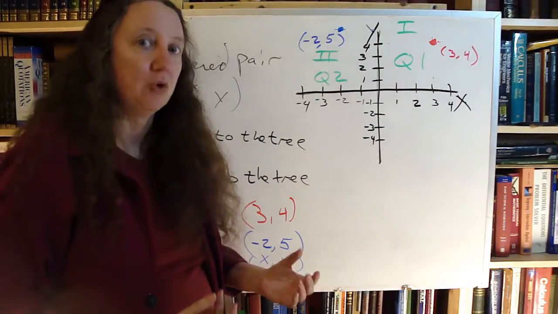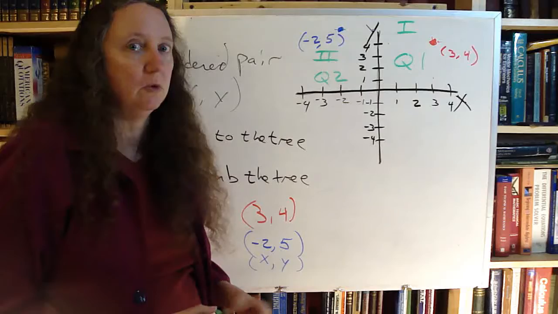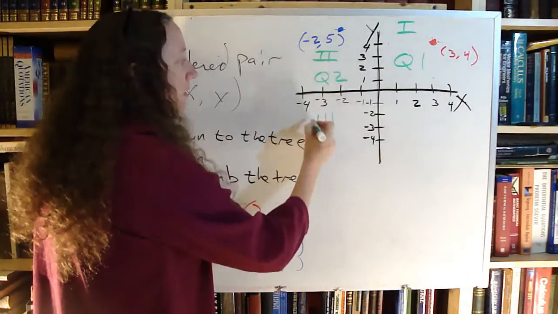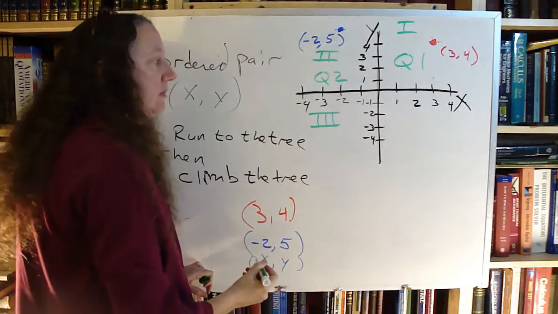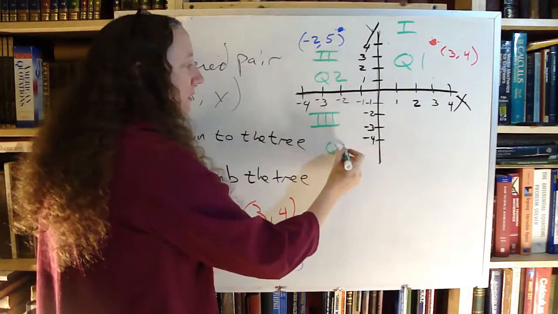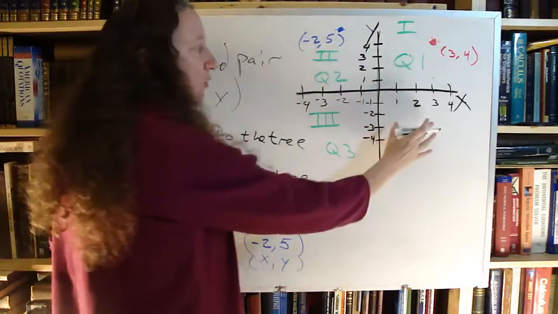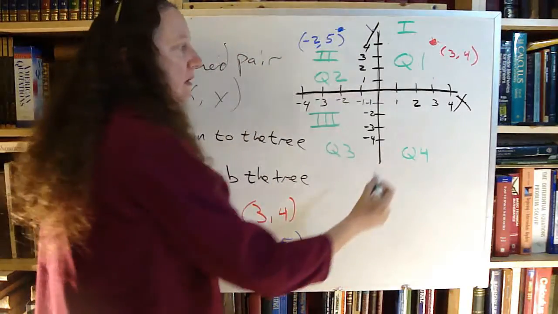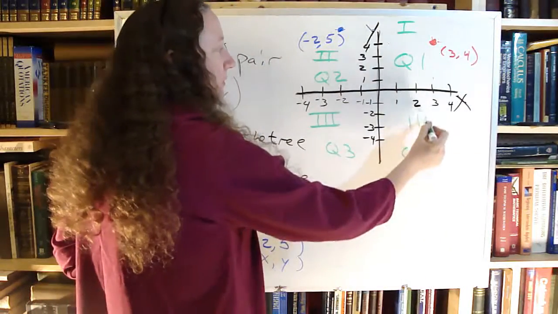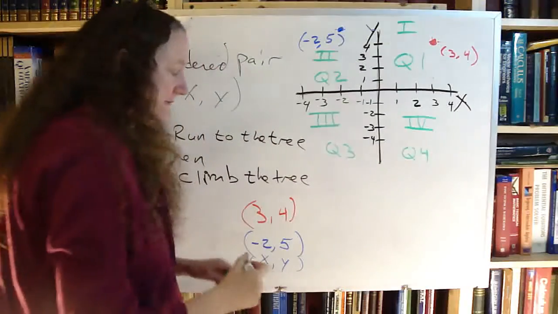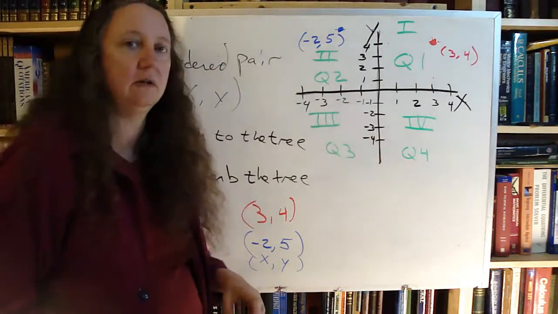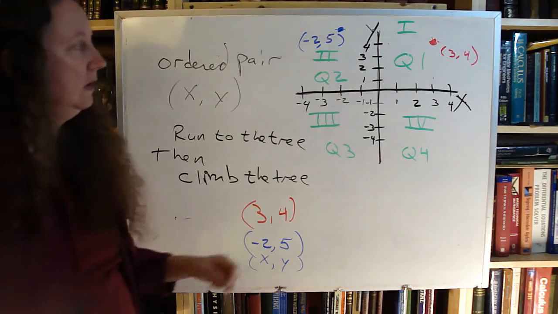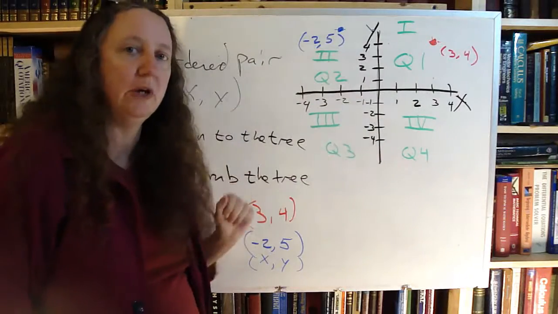The mathematically proper way is to use the Roman numerals. So my next one is the third quadrant. And my last one over here is the fourth quadrant. And if you're not familiar with Roman numerals, the number 4 is written as IV. You need to learn which quadrant is which.